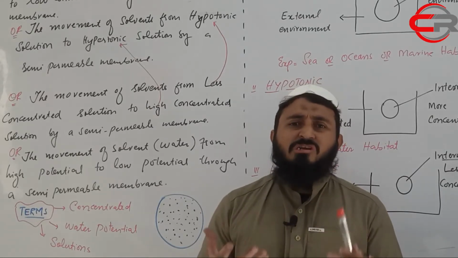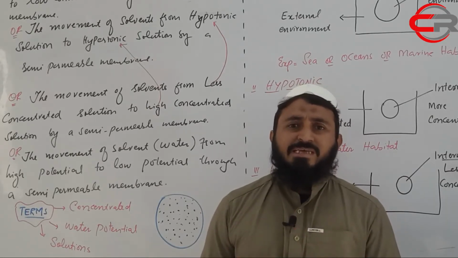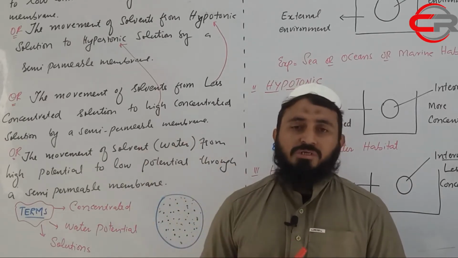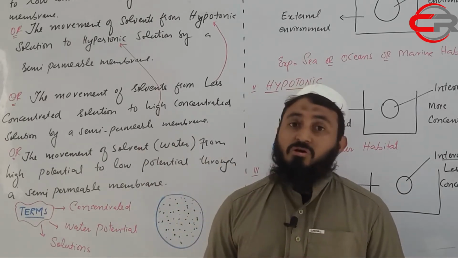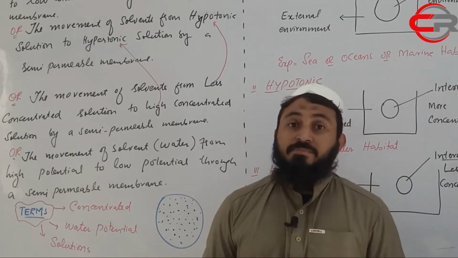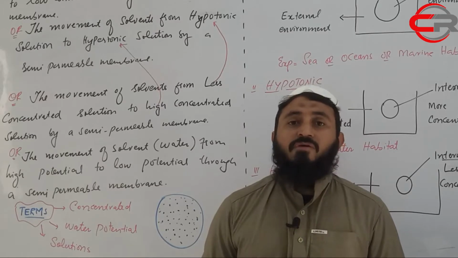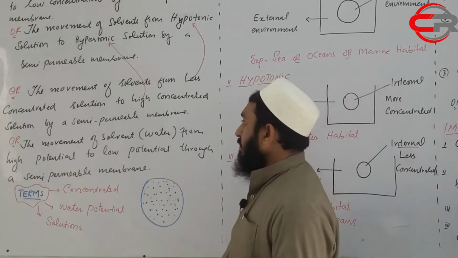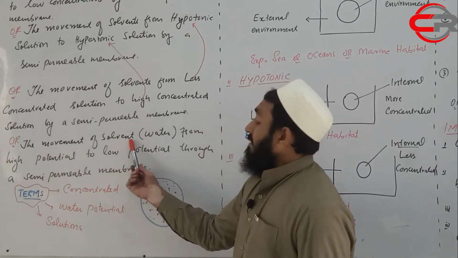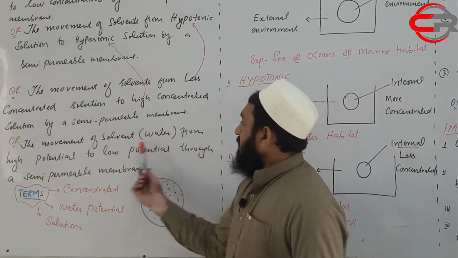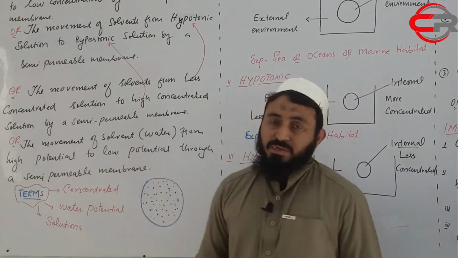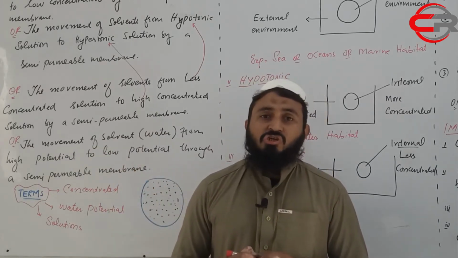Diffusion in general means that any liquid substance that passes from high concentration to low concentration is called diffusion. But osmosis is a kind of diffusion. It takes place with the help of a semi-permeable membrane. Another definition is the movement of solvent, for example water, from high water potential to low water potential through a semi-permeable membrane. Here the term potential is used.